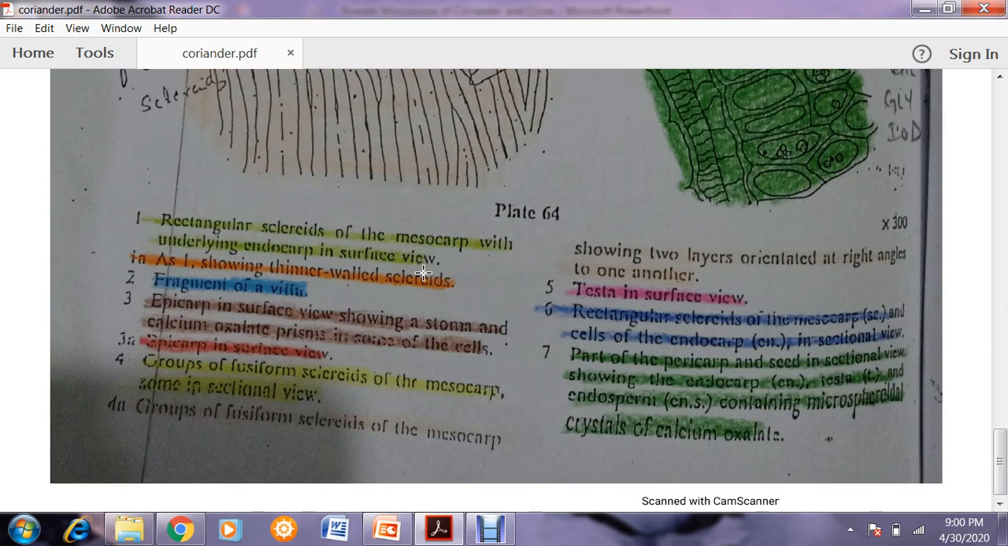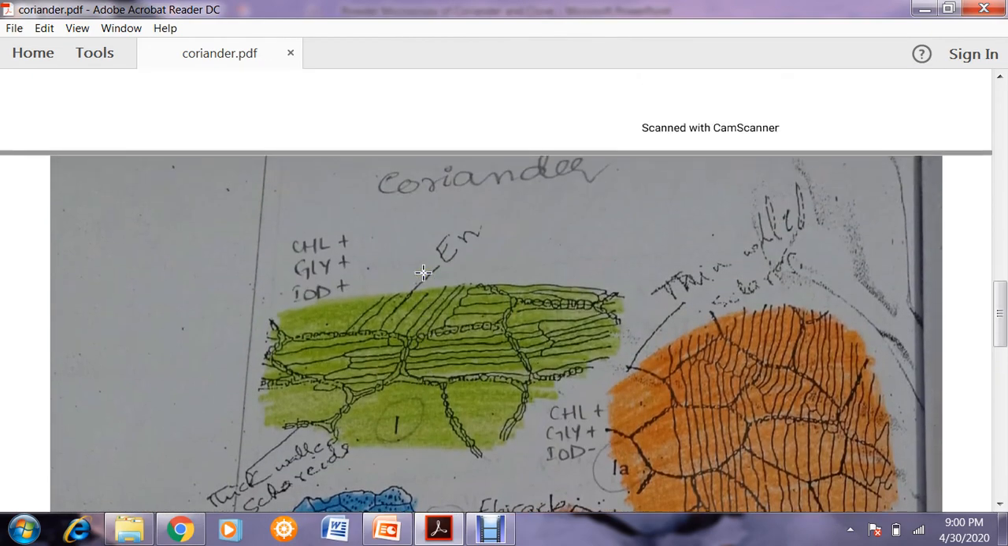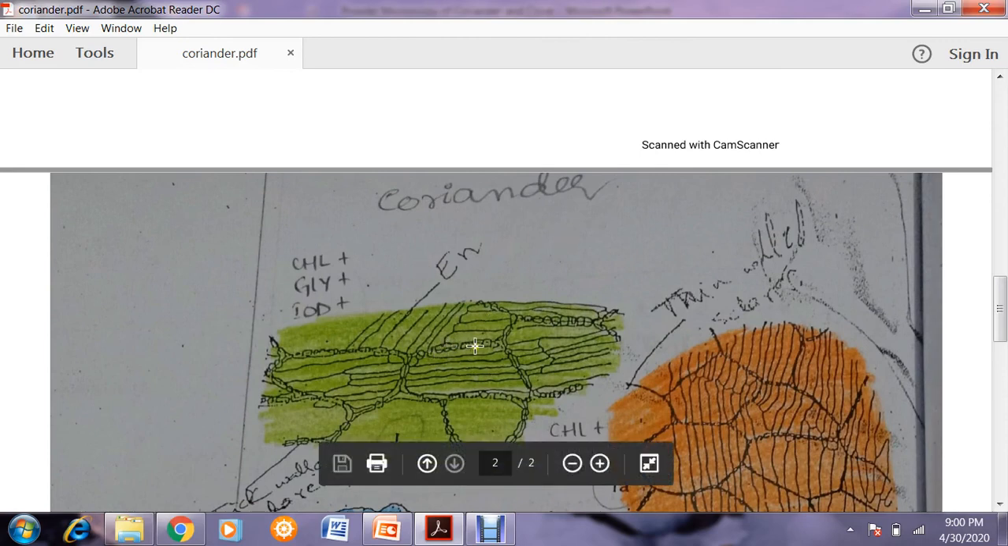So we have studied that sclerenchyma or scleroids of the mesocarp are of two types: the first one thick walled, and the second one thin walled. So here you can see the difference between the two types of mesocarp cell. Both of these belong to the mesocarp layer, but the difference is that here the cells are thick walled and here the cells are thin walled.